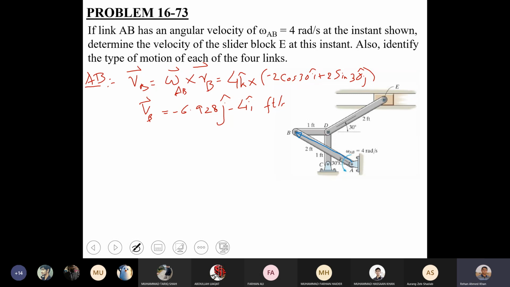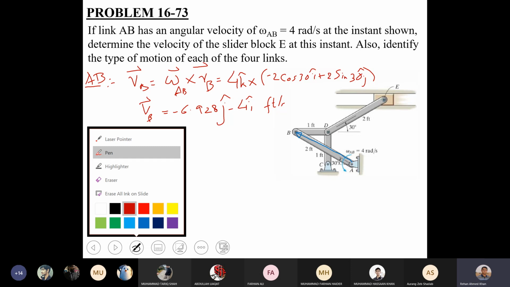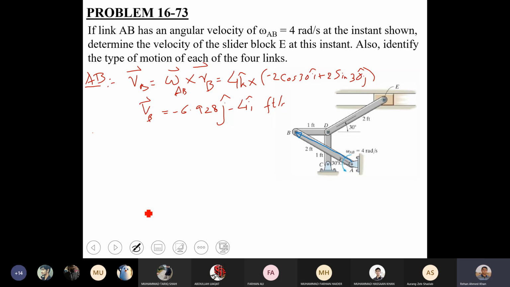Okay, now moving on to the next link, which is link BD. Since we have already discussed that this link is undergoing general plane motion, we need to write the relative velocity equation for link BD. What should be our base point? D or B? B, sir.